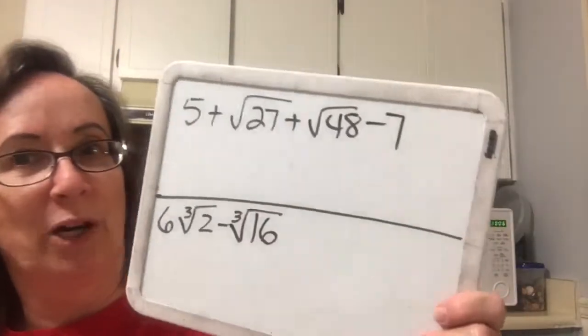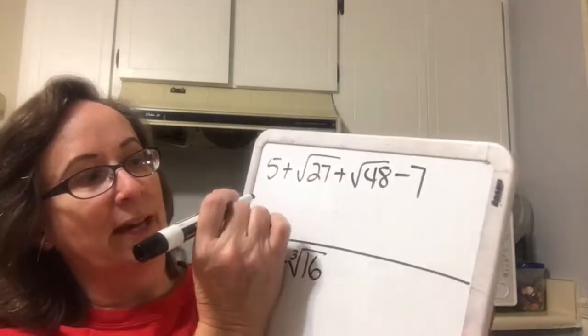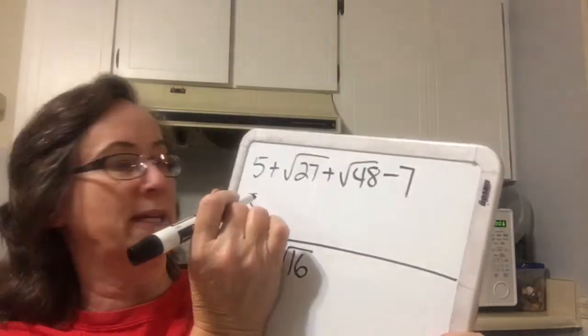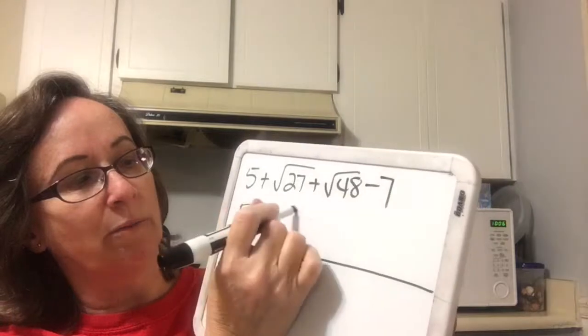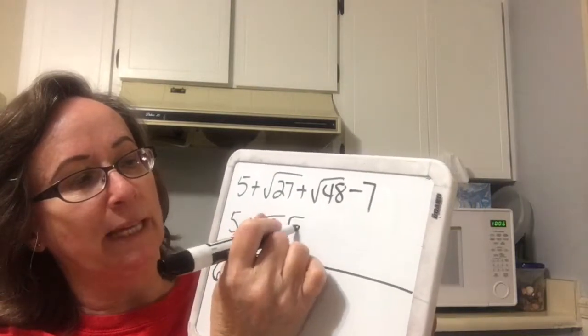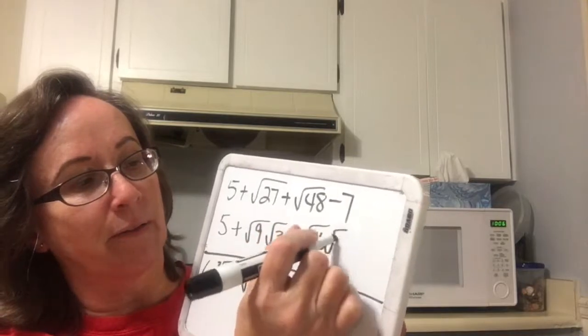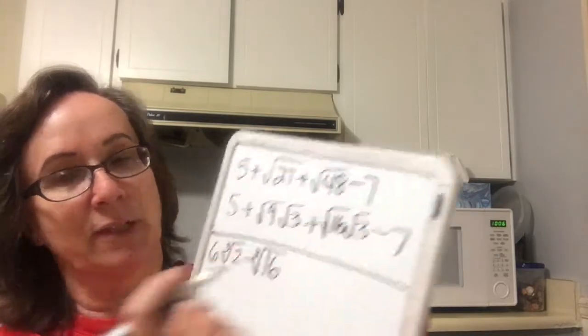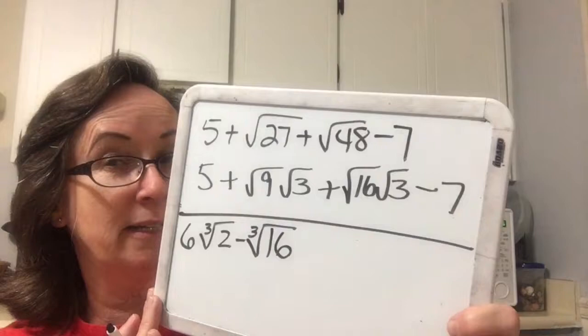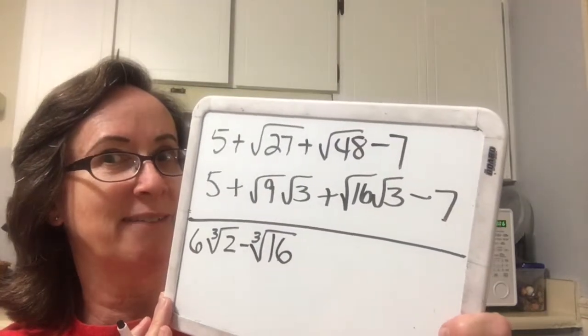So now we get to party some more on this one. We've got a 5. We break up the 27 into a square root of 9, a square root of 3, plus the square root of 16, a square root of 3, minus 7. Okay, see how much easier it is if you know your multiplication facts.